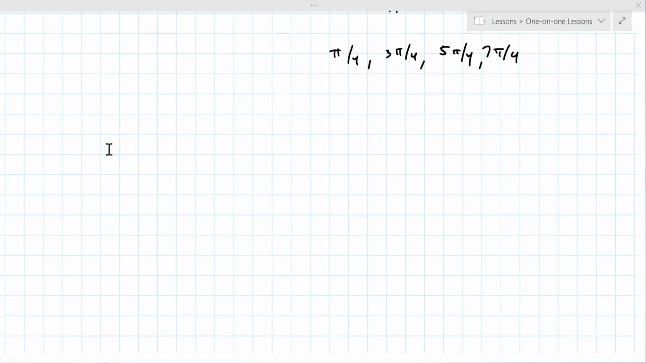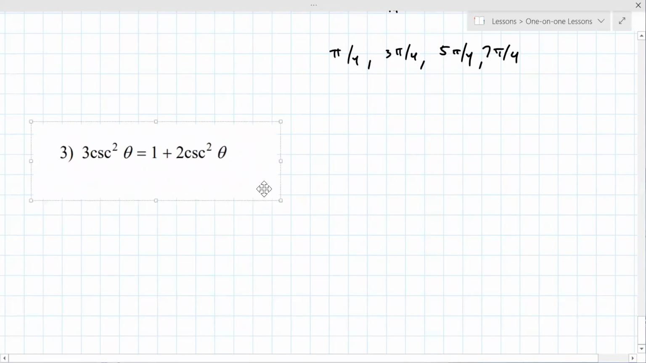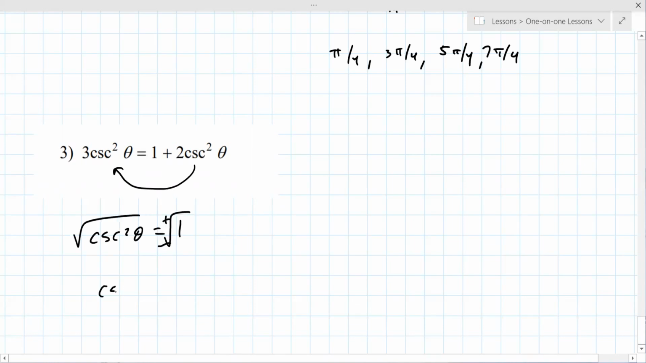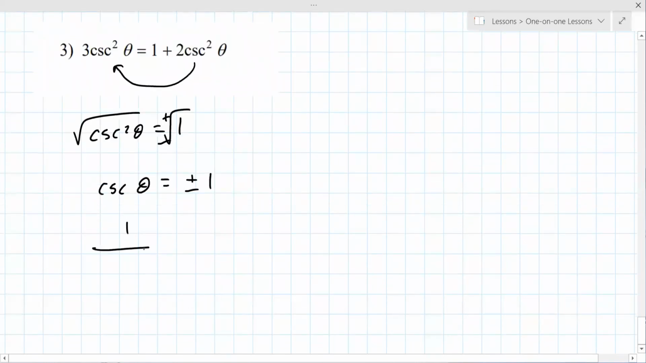All right. This one is like the first one in that it's only got one trig function, but it's on both sides. You have to move this one over here. So you subtract 2 cosecant squared theta from both sides, so you have cosecant squared theta equals 1. You take the square root of both sides, plus or minus, so you have cosecant theta equals plus or minus 1. What is cosecant theta? Well, it's 1 over sine theta equals plus or minus 1. The only way this is 1 is if sine theta equals 1 or if sine theta equals -1.